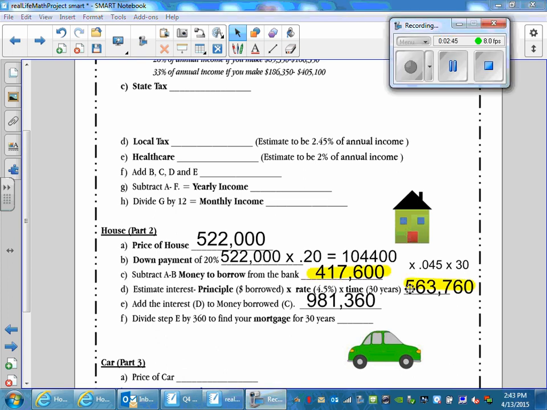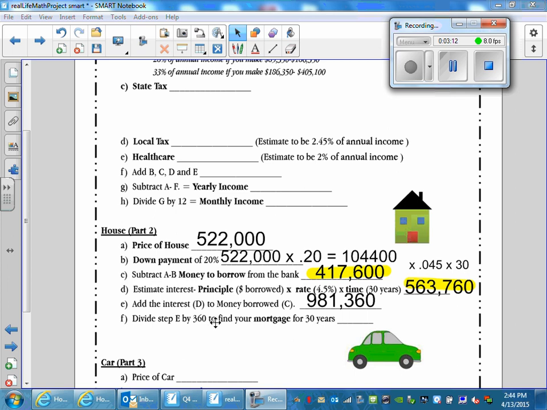Right, so if I add my C and my D, the house after a down payment of $104,000 is going to be $981,000. So if I added that original down payment, this house, who's only $522,000, it's costing me over $1 million when it's all said and done because of the interest, because I don't have the money up front. That's where the bank gets you. Anyways, so you have $981,000 that you have to finance. So you have over 30 years.